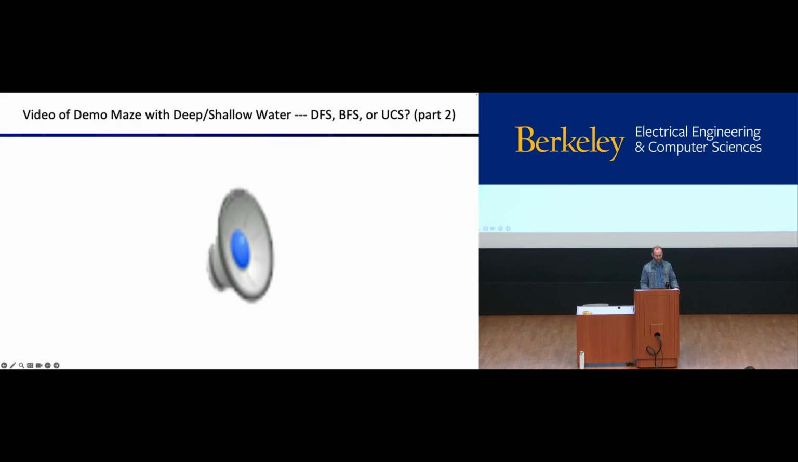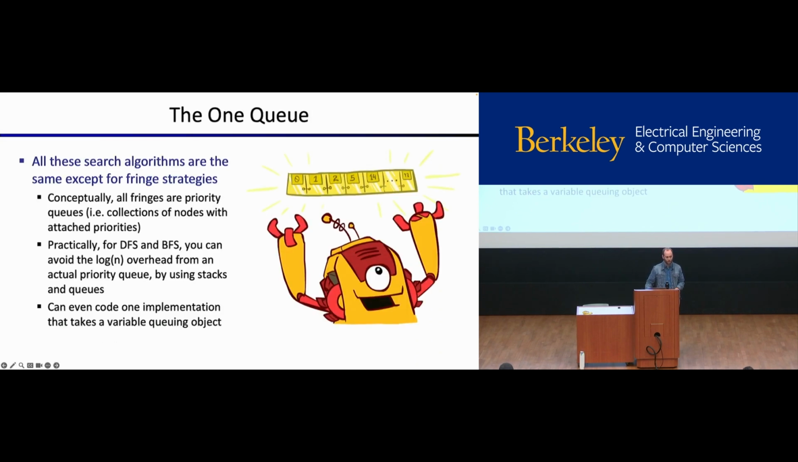So do we use UCS because we went for the shallow one? Yeah, exactly. So you could tell that the UCS was UCS as opposed to breadth first search because it was spending more of its search focus on the shallow water.